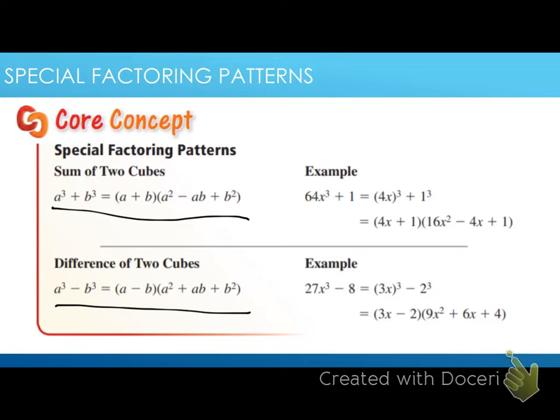There's sort of an easy-ish way to remember this. If I have a cubed plus b cubed, everyone look up here real quick. This sign matches this sign. This sign is opposite of this sign. Same thing here. This sign matches this sign. This sign's the opposite of this sign. This sign will always be a plus. Does everyone see that? So, same, different. Same, different. That's an easy-ish, maybe not so much way to remember it.